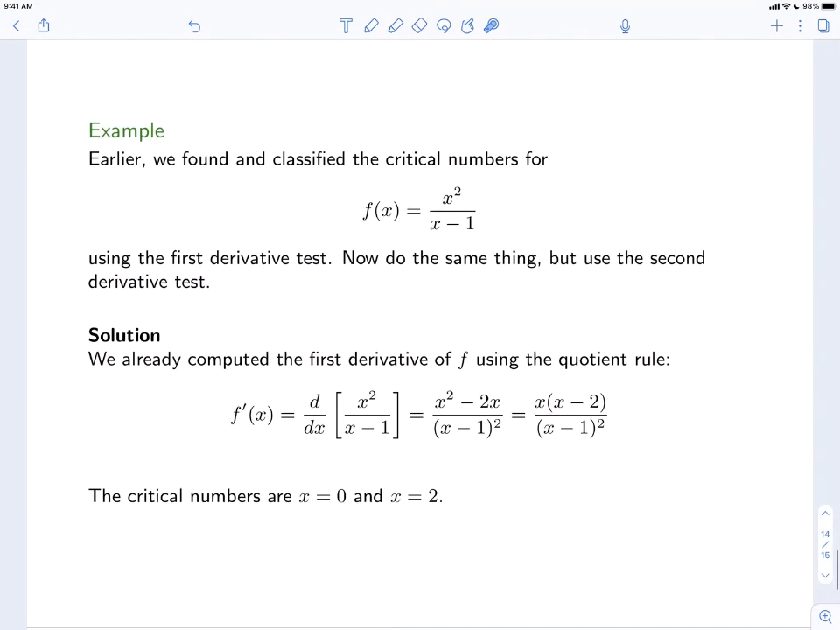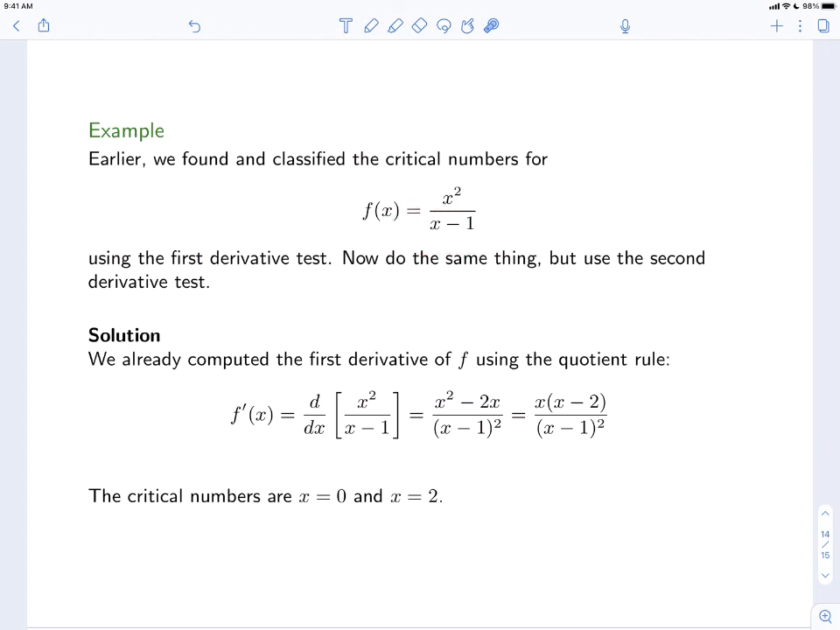Let's look at another example. Well, again, this is the example we already looked at, f of x equals x squared over x minus 1. We found and classified the critical numbers using the first derivative test, and now we'll do the same thing using the second derivative test. We know what f prime is, we computed that before: x times x minus 2 over x minus 1 quantity squared. You can easily read off that the first derivative is 0 when x is equal to 0 and x is equal to 2. Again, the first derivative doesn't exist when x equals 1, but that's not going to give you a critical point because x equals 1 is not in the domain.